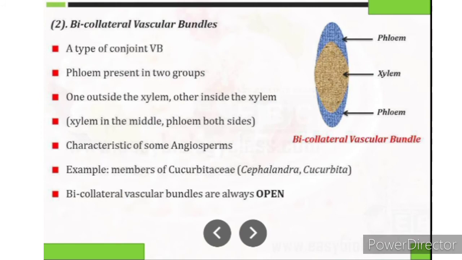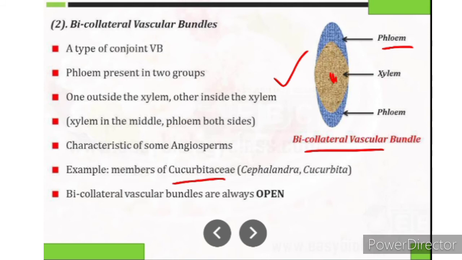Then we discuss the bicollateral vascular bundle. As the name represents, bicollateral here means two phloems are present on both sides of the xylem. As you see on the screen, here is the figure of bicollateral vascular bundle. Here, on both the outer side and inner side of the xylem, we found the phloem. We have to remember one point: bicollateral vascular bundles are always open type. Mainly such type of vascular bundles are found in members of Cucurbitaceae.